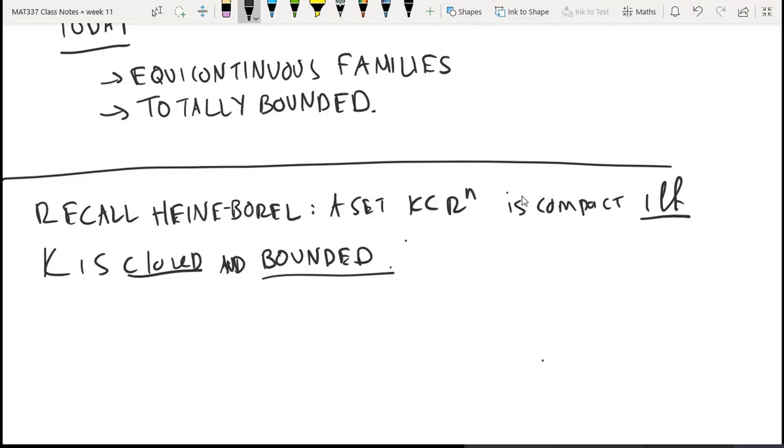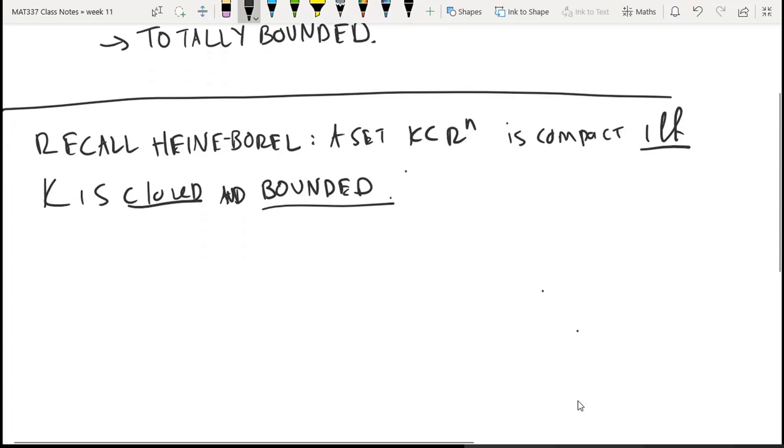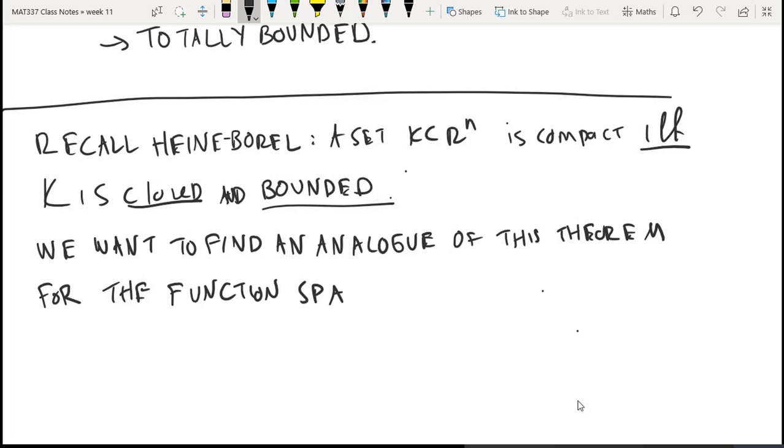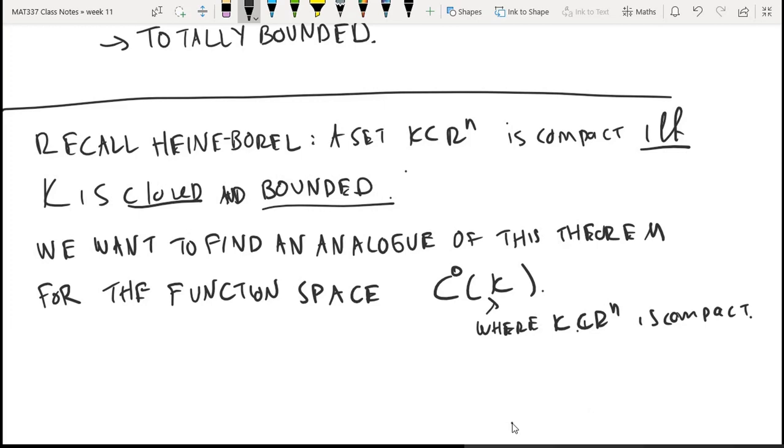So this semester we want to find an analog of this theorem for the function space of continuous functions, where K is compact in the Rn sense. So let's see, is closed and bounded enough?